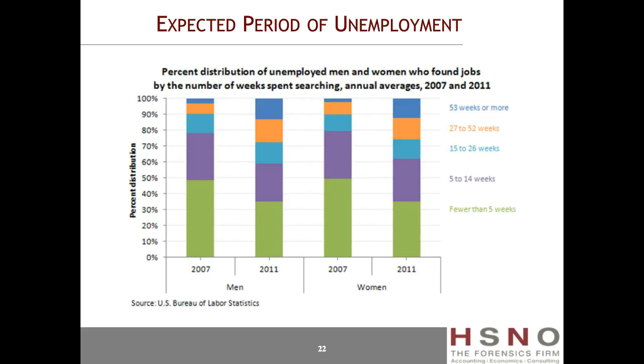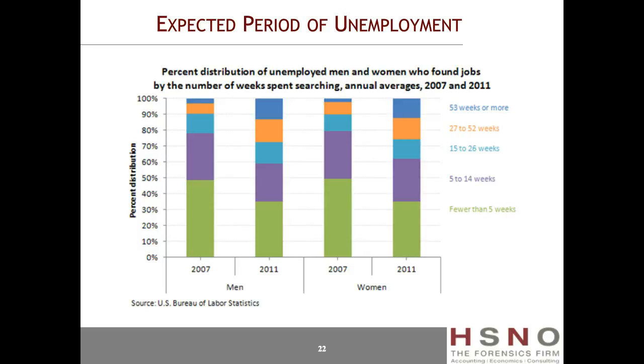Okay, here we have, this is kind of an interesting chart to me because it shows the expected period of unemployment for two years for men and women. 2007, which was kind of the year just going into the recession, and then 2011, that's sort of post-recession. The Great Recession was from about December of 2007 to June of 2009, and you can clearly see in this chart that there's some lagging effects.